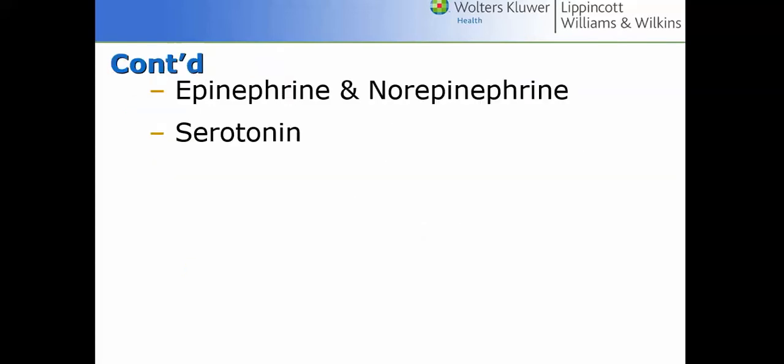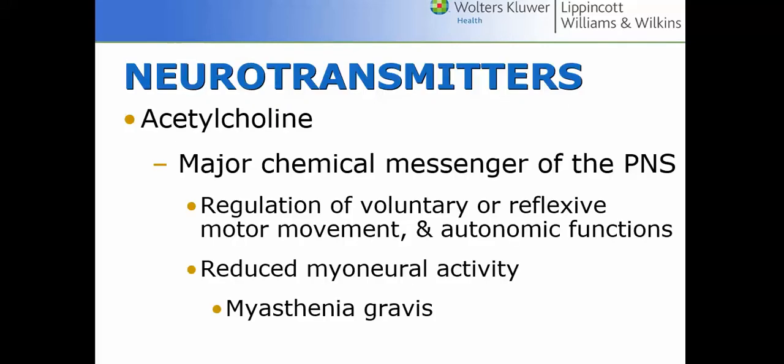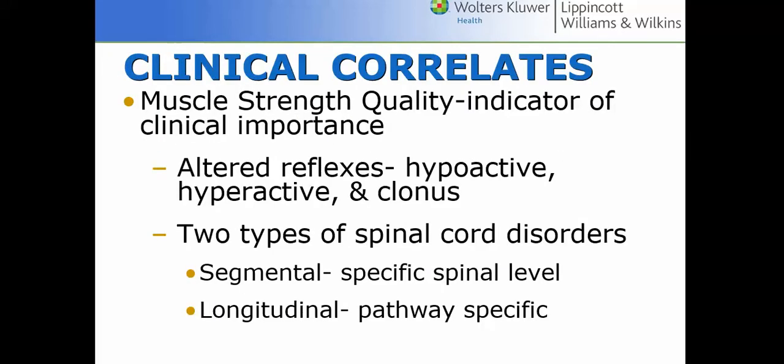The other transmitters also involved in spinal cord movement regulation are epinephrine, norepinephrine and serotonin, but the most important neurotransmitter is the ACH.